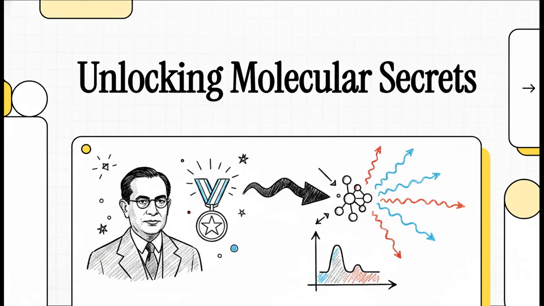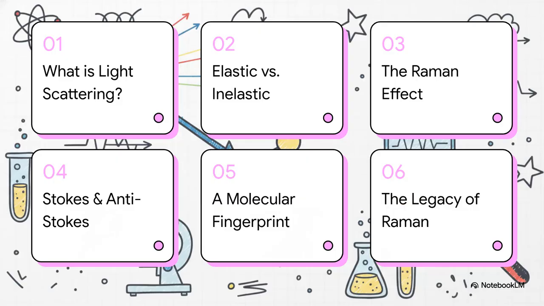Today, we're going to roll up our sleeves and break down exactly what this effect is, how it works on a quantum level, and why it's such a powerful window into this secret world of molecules. So here's our game plan. We're going to start with a concept you already see every day, light scattering. From there, we'll get into the two main ways that can happen. And once we've got that down, we can really dig into the Raman effect itself, its two different flavors, and finally see how this teeny tiny energy shift gave us one of the most powerful scientific tools we have.